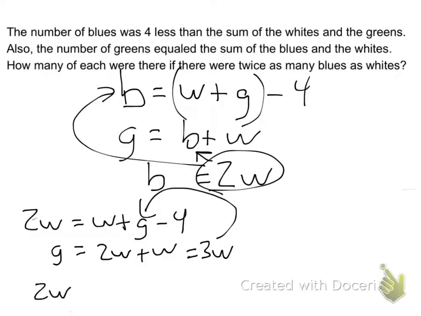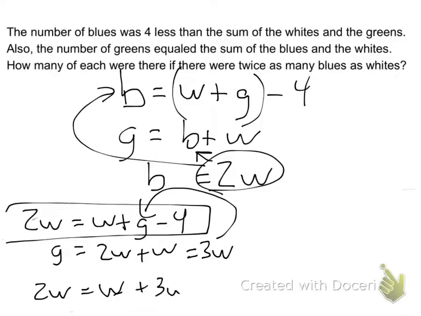So 2W is equal to, not 2W, sorry, W. It's a W because I'm putting it into this equation right here. Plus 3W. I'm subbing, so I'll use parentheses because it's inside an equation. Minus 4, yes? And W plus 3W happens to make 4W. So 2W is equal to 4W minus 4.